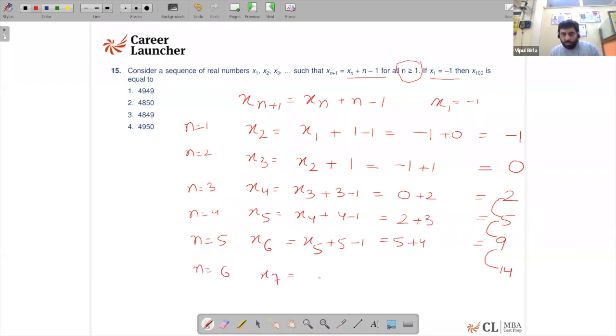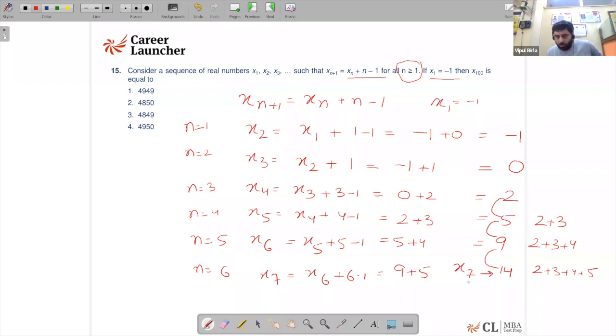I end up getting x of 6 plus 6 minus 1, that is 9 plus 5, which is going to be 14. So I got the pattern. This 2 plus 5 is nothing but 2 plus 3. Next increase of 4, that makes it 2 plus 3 plus 4. Next increase of 5, therefore it is 2 plus 3 plus 4 plus 5. Now this is the value for x of 7.